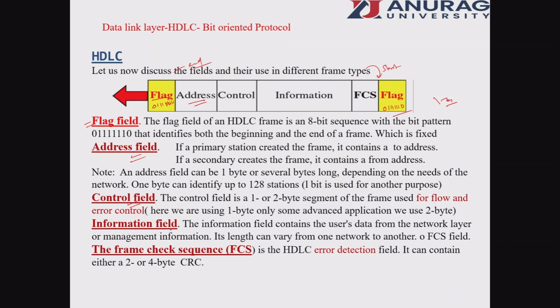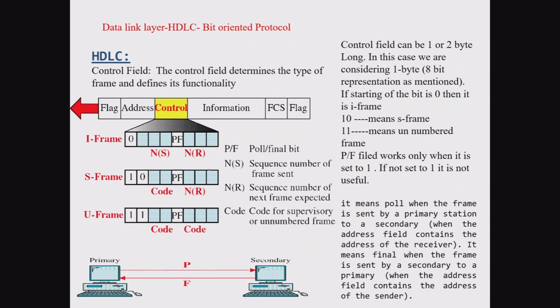Now, the information field consists of the data received from the network layer. What is the use of the frame check sequence? To perform the error detection operation. Now, whether it is an I frame, S frame or U frame, you will have the control information. So now we are going to see specifically the operation of the control information.